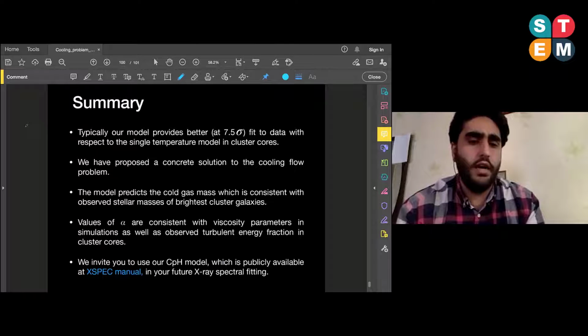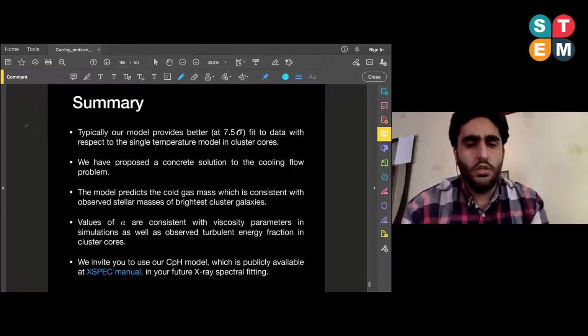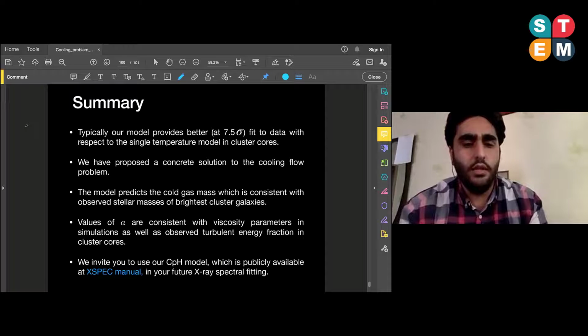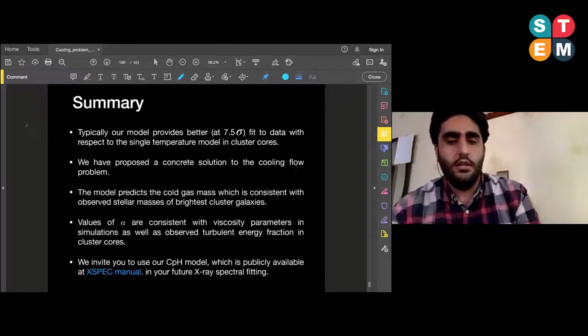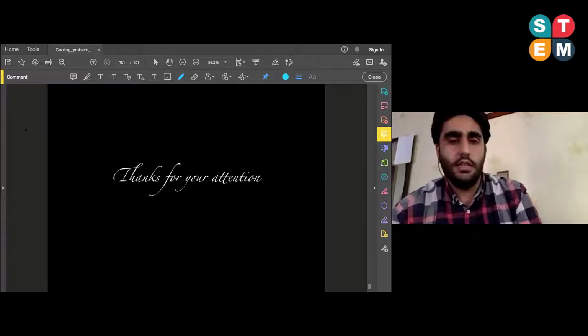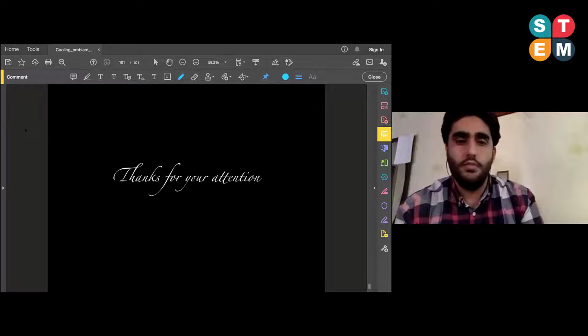And finally, we invite you to use our CPH model, which is publicly available in the XSPEC manual, in your future X-ray spectral fitting. And thank you for your patience.